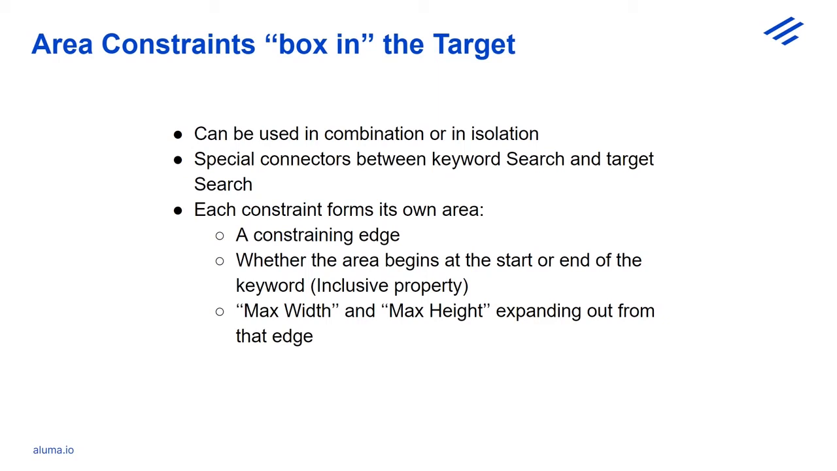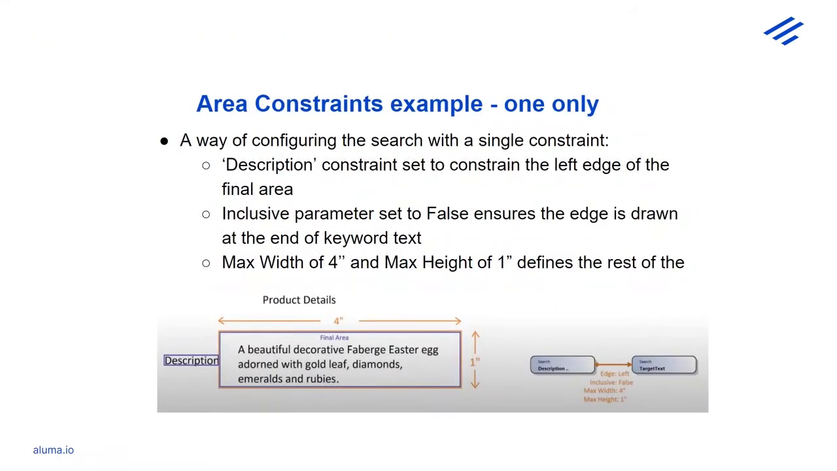The inclusive property of an area constraint sets whether the bounding edge starts at the beginning or top of the keyword or the end or bottom. For example, with inclusive set to false for this left edge constraint, the left edge of the box is drawn to the right of the word description. If you wanted the edge to be drawn at the left extremity of the keyword, therefore including it, you would set the property to true.